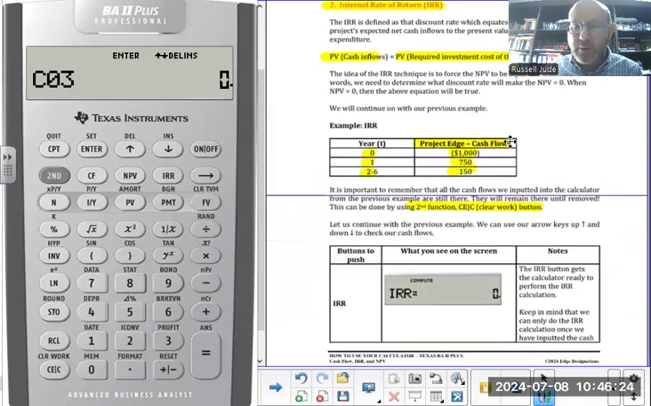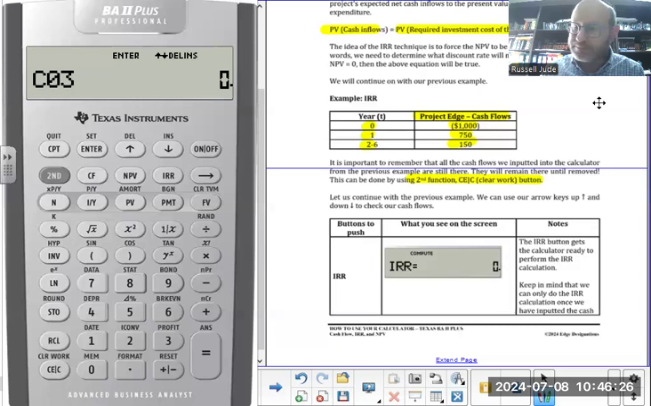Now we want to calculate the IRR. Remember, before you can do any IRR calculation, or for the same reason a net present value calculation, you need to have input all your cash flows into the cash flow mode. We've done that already in step 1. Now I am ready. I can just push the IRR button.